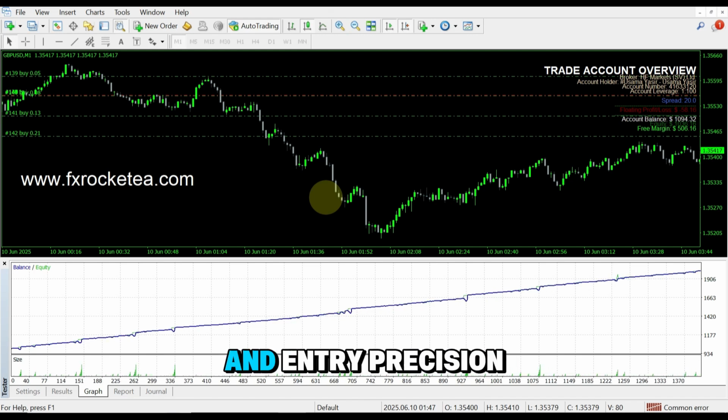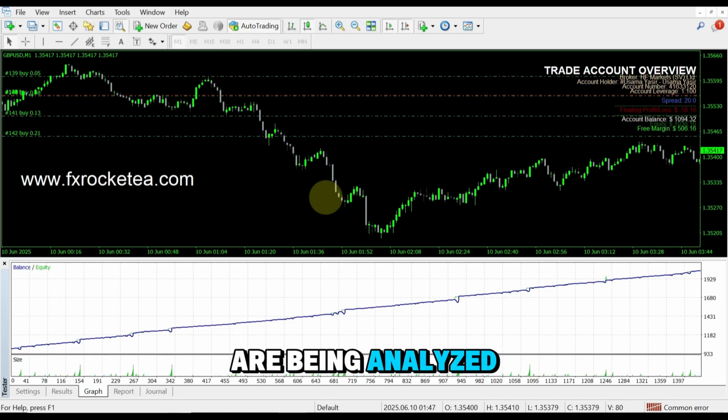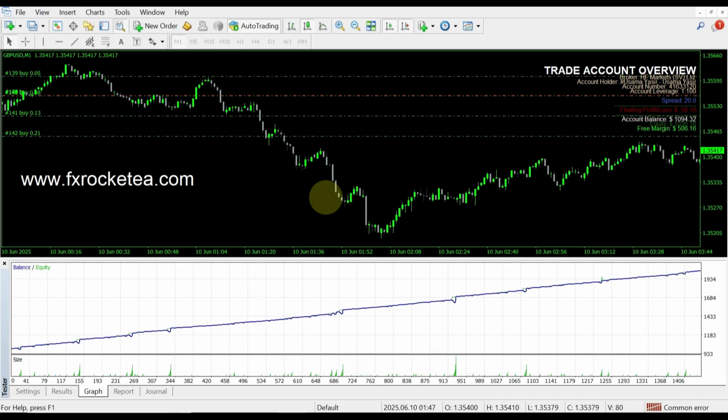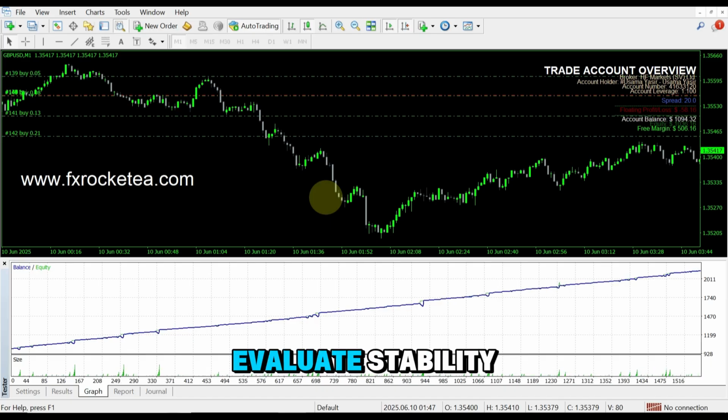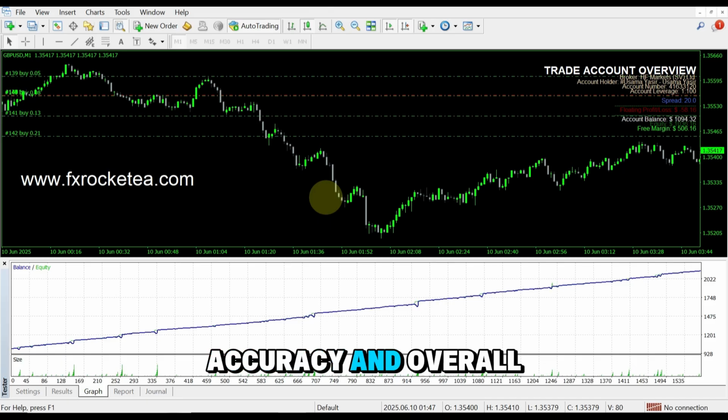Risk management and entry precision are being analyzed during the backtest. This process helps evaluate stability, accuracy, and overall trading performance.